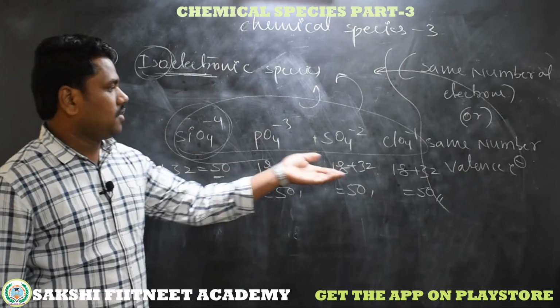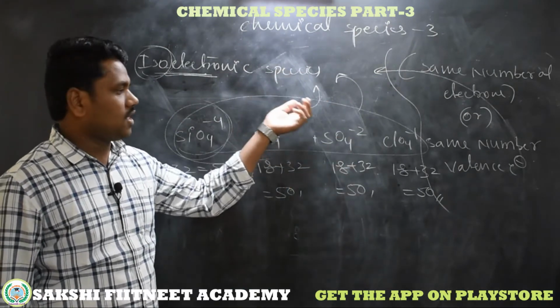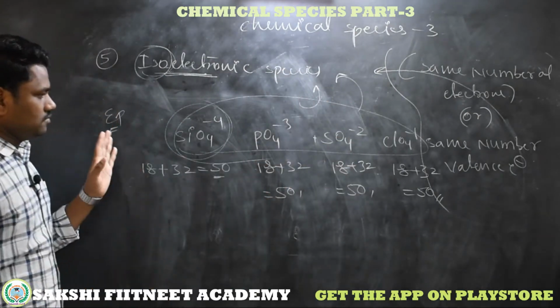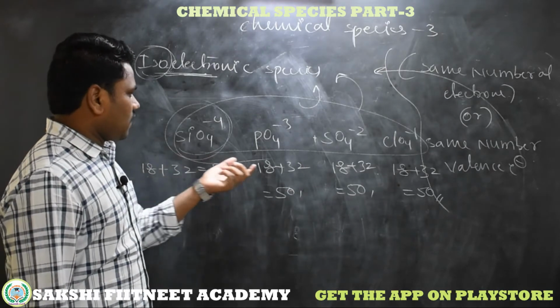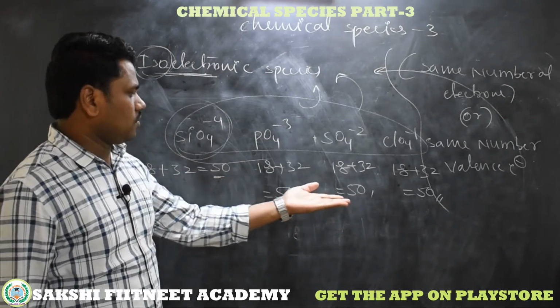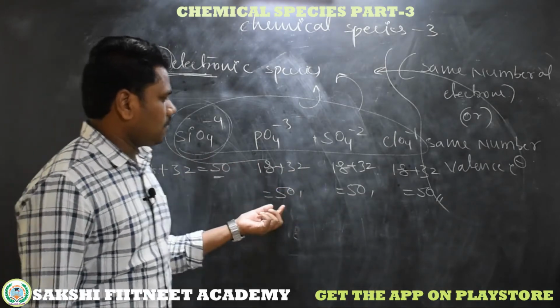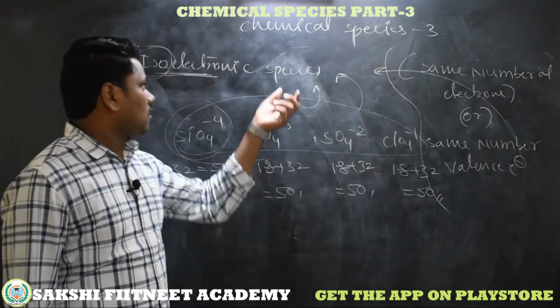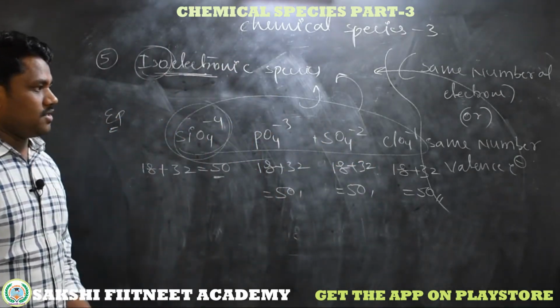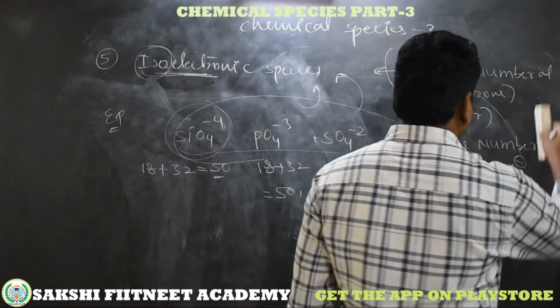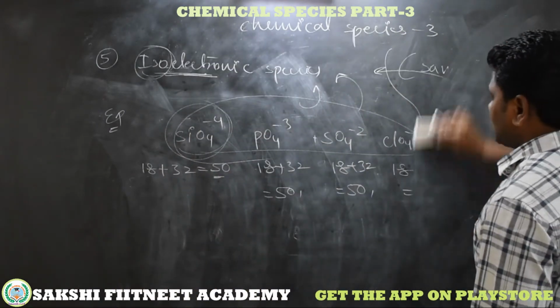So these are the fragments which are isoelectronic. Each fragment has 50, 50, 50. All of these fragments have the same number of electrons, so these are called isoelectronic species. Now I'm taking another example.